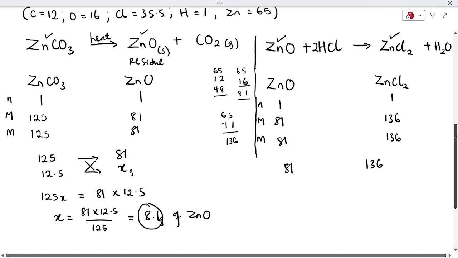However, what we need now is we have 8.1 grams of zinc oxide. How much zinc chloride will it produce? Again, once you're done with that, simply cross multiply. We now have 81x equals 136 times 8.1.